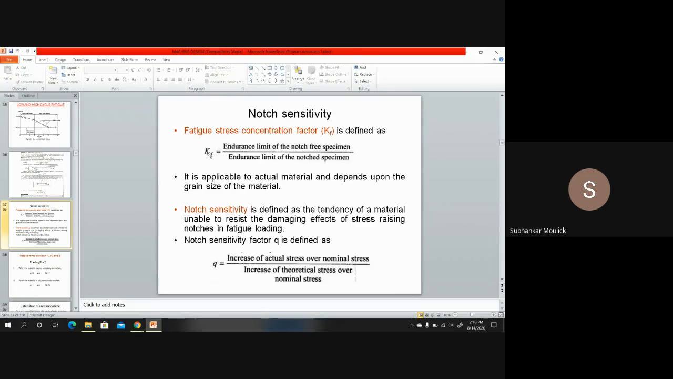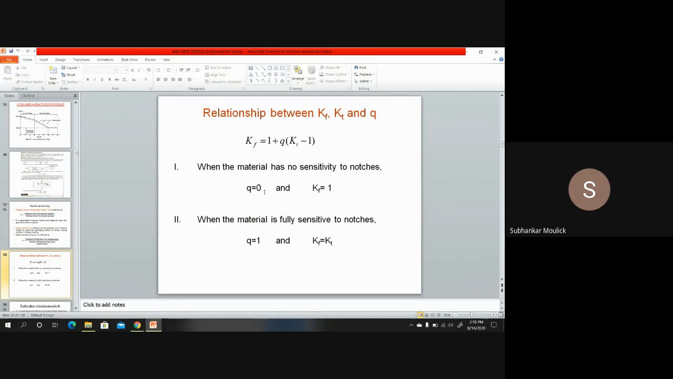We have also discussed what is Kf, your fatigue stress concentration factor. Kd is equal to 1 upon Kf, and this Kf is also given by the equation 1 plus q times of Kt minus 1. If the material has no sensitivity, the value of q will be 0. If q is 0, in this expression Kf will become 1, and when the material is fully sensitive to notches, that means more and more notches are present, then the value of q will be equal to 1, and if you substitute q equal to 1 in this expression, then your Kf becomes equal to Kt.